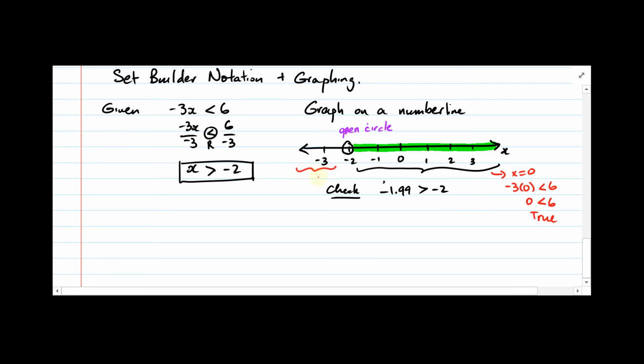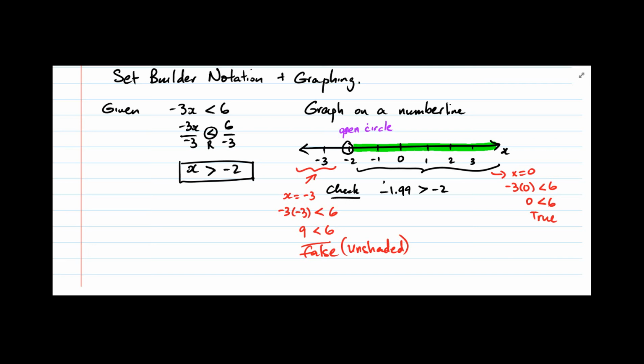If I had taken something down here and checked, so suppose I said x is negative 3. If I put that in my original inequality, then what I end up with is positive 9 is less than 6. This is a false statement, which is why this region is unshaded. So the method of checking your solution, if you are working out an inequality, is to take a test point in the region that you have solved for and see if it still remains a true statement.